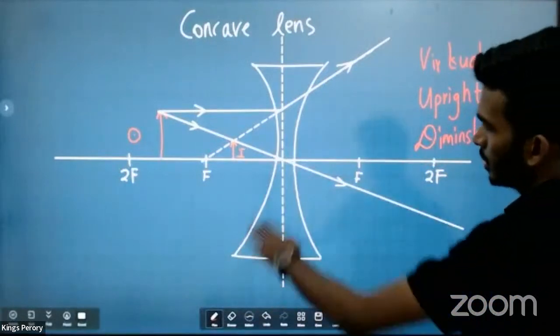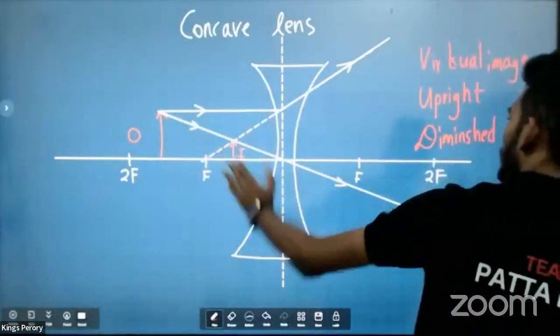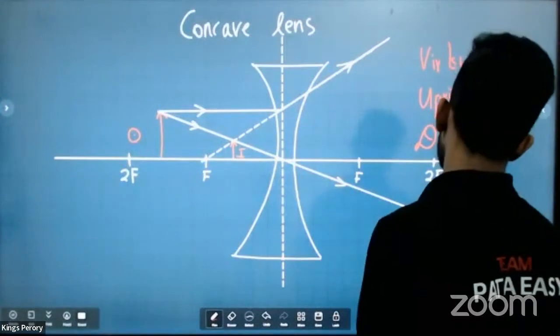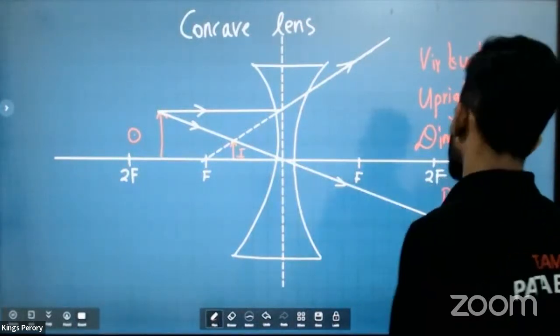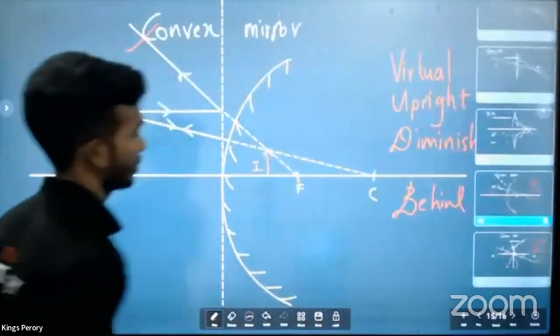Where is the image formed? Behind the lens. This is in front, this is behind. So behind the lens, image is formed.